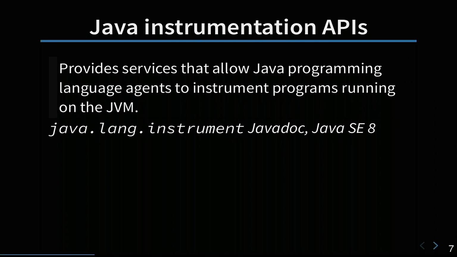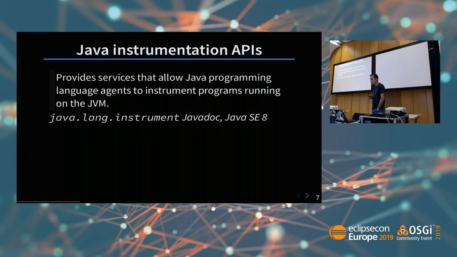Now that is a quote from the Javadoc of the java.lang.instrument API, and it says, well, instrumentation APIs are services that allow agents to instrument programs running on the JVM. And by instrumenting, that means you can change the program behavior at runtime in ways in which it was not defined in the program source code.